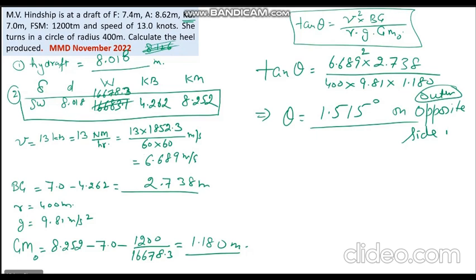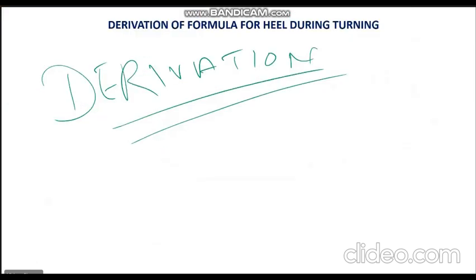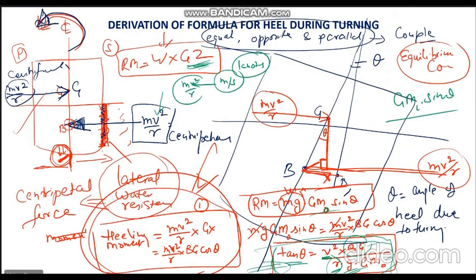Now, why is it outer side? You have to give the reason here. Why did you say outer side? Because KG is greater than KB. If you go back to this diagram, she was turning to port, but she heeled to starboard. Why? Because G was above B. Greater, sir. Tomorrow, if you have a situation where KB is greater than KG, then the ship will heel into the turn, right?